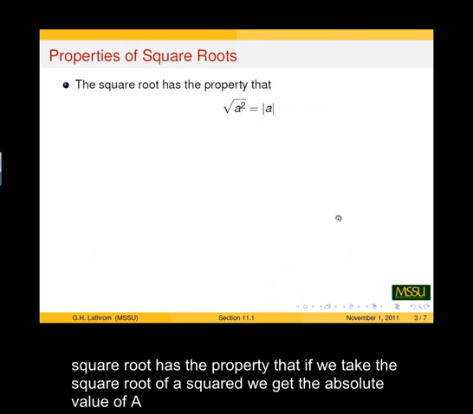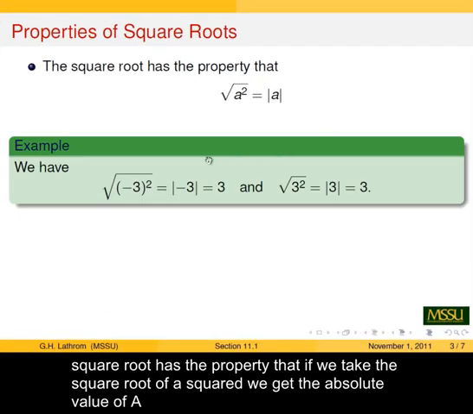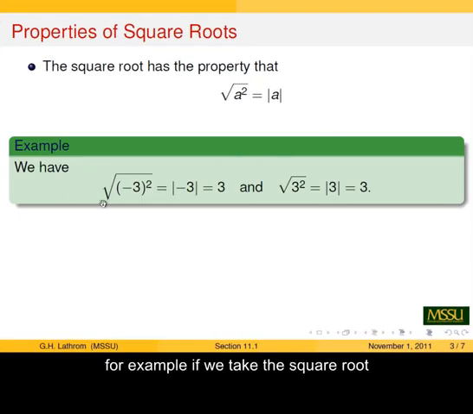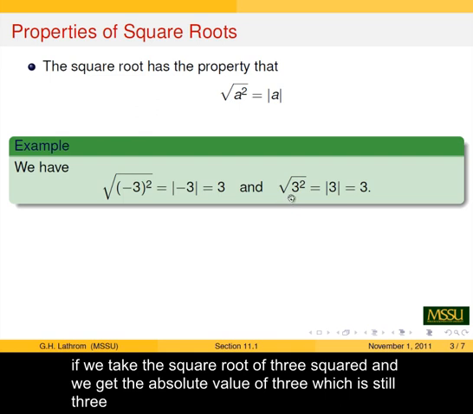The square root has the property that if we take the square root of a squared, we get the absolute value of a. For example, if we take the square root of -3 squared, this actually turns out to be 3. So the absolute value of -3 is 3. If we take the square root of 3 squared, then we still get the absolute value of 3, which is still 3.